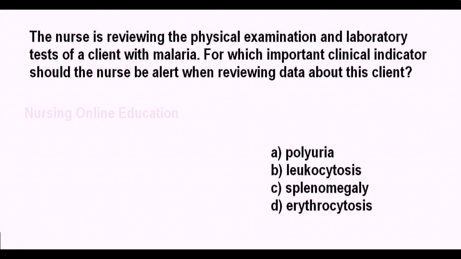Answer: splenomegaly. In hyperactive malarial disease, splenomegaly occurs, and this is mainly because the parasitized RBCs are entrapped in the spleen, and the spleen becomes enlarged due to filtering out of excessive destroyed RBCs after hemolysis. So here the answer is splenomegaly.